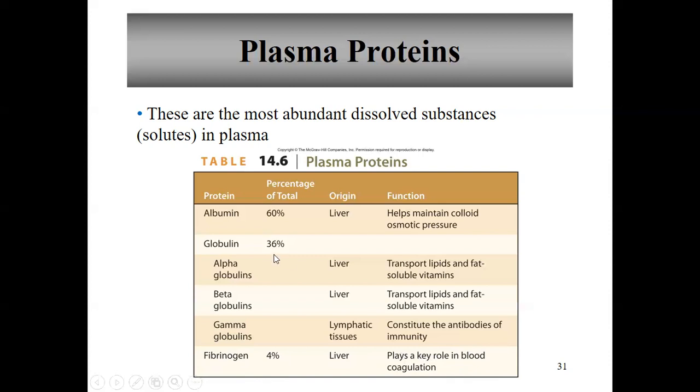So do know the different proteins in the blood, the percentages of them, where their origin is. Most of them are liver, except the gamma globulin, and something about their function.